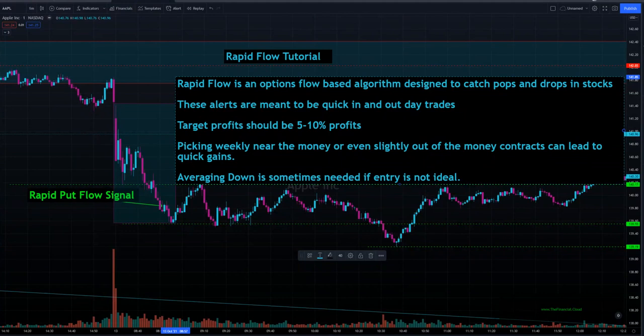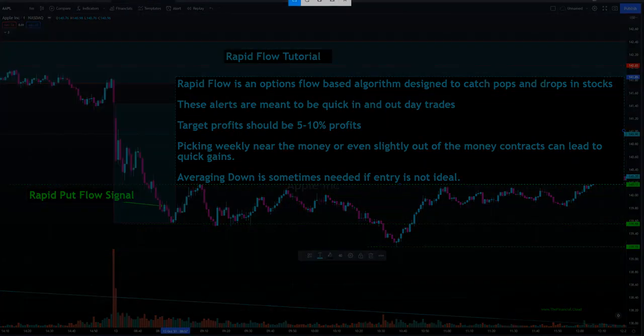I wanted to talk about an alert that came out today and how that's effective. We had a rapid put flow alert today on Apple that came out at 8:50 at this exact price here, 139.83. So I can actually pull that alert here for us. One of the things you're looking for is that you can see the chart in the alert too.